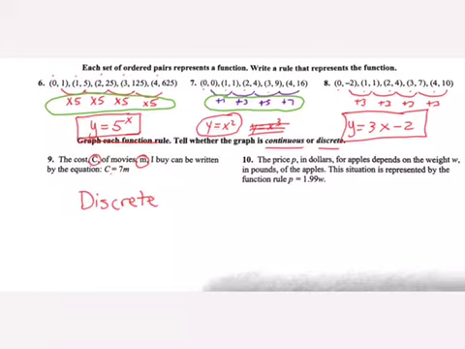Question 10. The price P in dollars for apples depends on the weight in pounds of the apples. So you've got price and then weight. Well, weight is your input, and we know weight can be listed as a decimal, so this is going to be continuous.